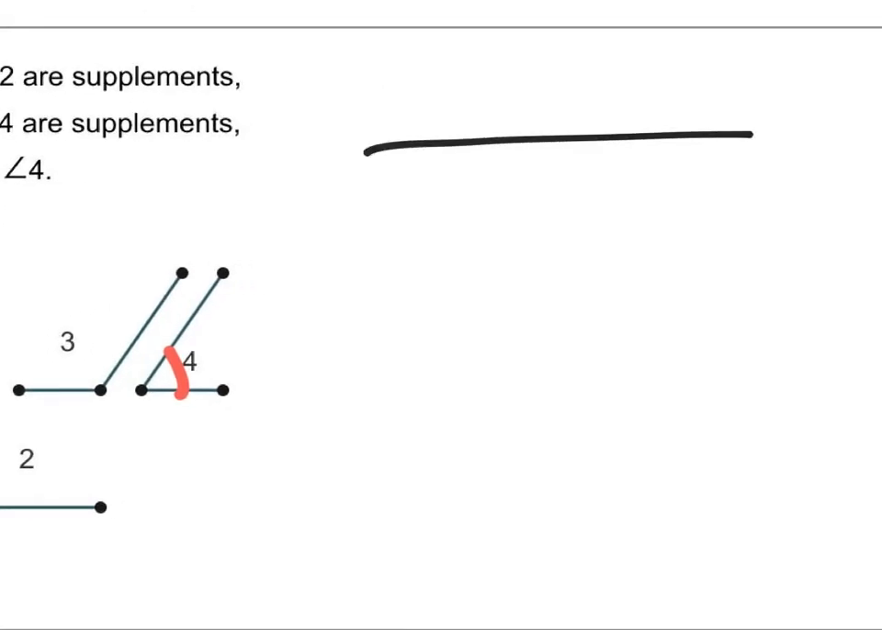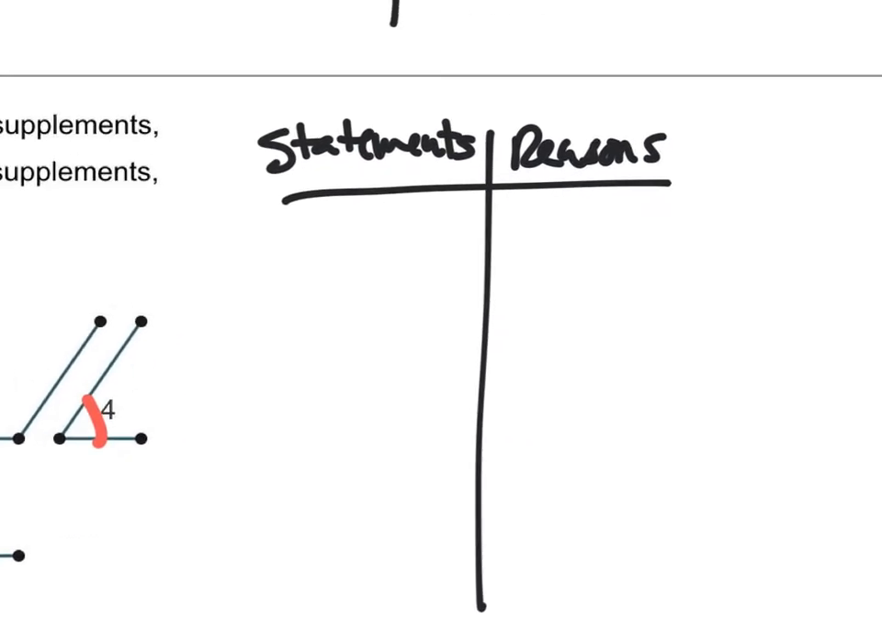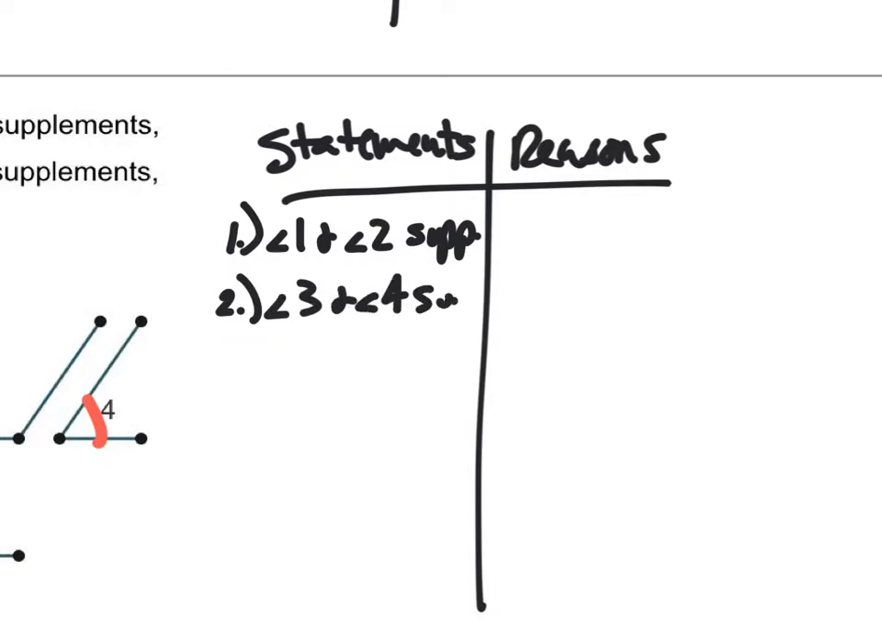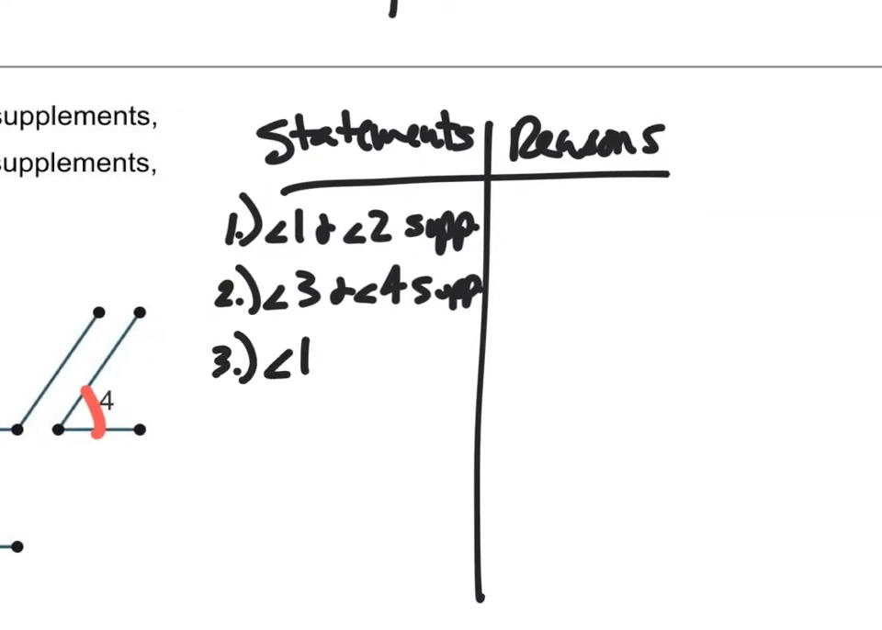We have statements and we have reasons. The first statement I have is that angle 1 and angle 2 are supplementary. The second statement we can say is that angle 3 and angle 4 are supplementary. And then angle 1 is congruent to angle 4. All three of these reasons are because they're given to us.